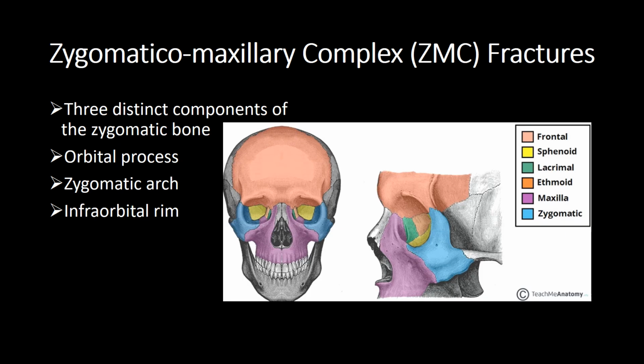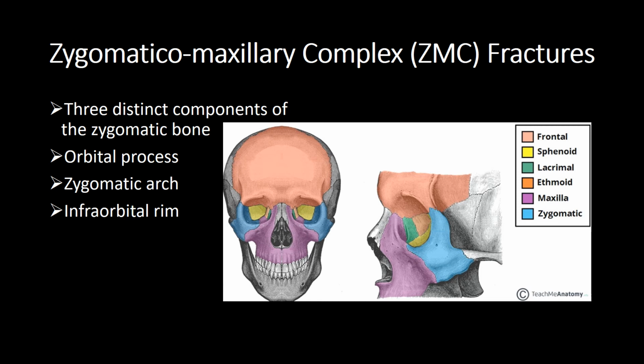The zygomatico-maxillary complex fracture, the ZMC fracture, is a very common injury. You need to know this. It's usually caused by a blow to the malar eminence, and the principal lines of fracture involve 3 very distinct components: the orbital process, the zygomatic arch, and the inferior orbital rim, the infraorbital rim.